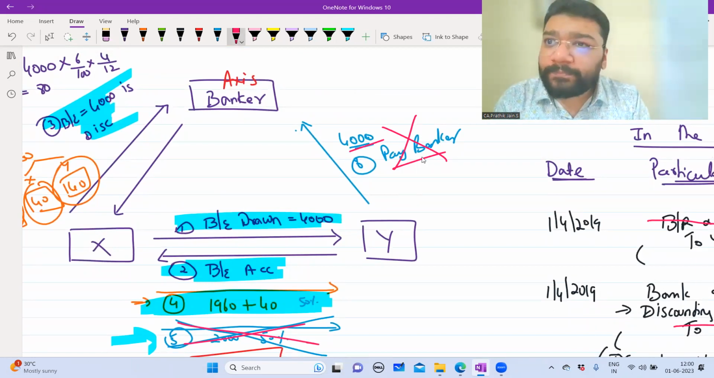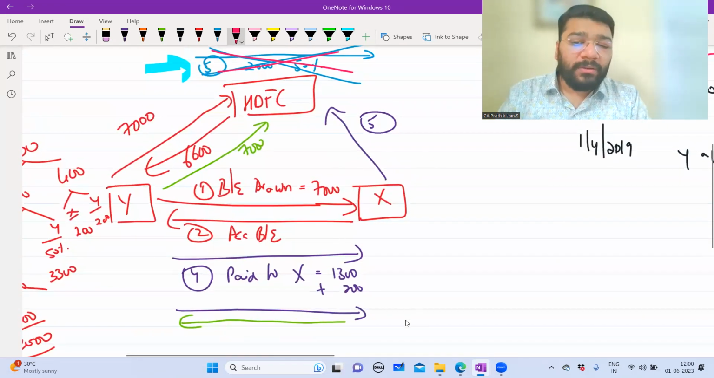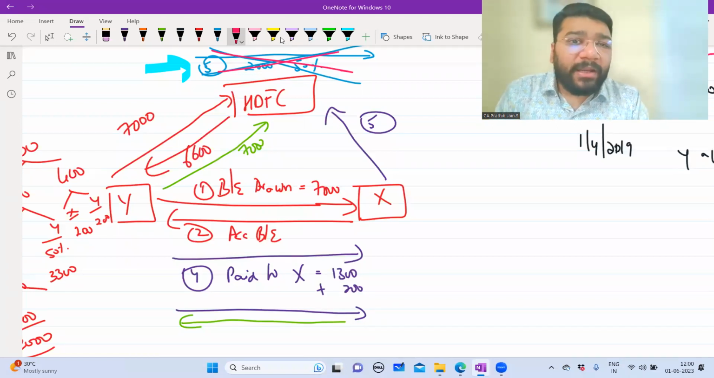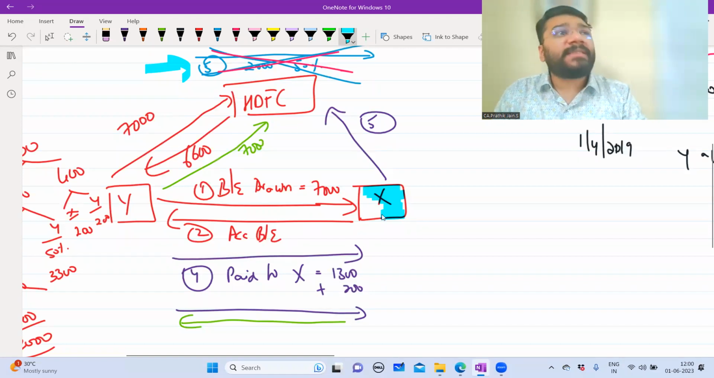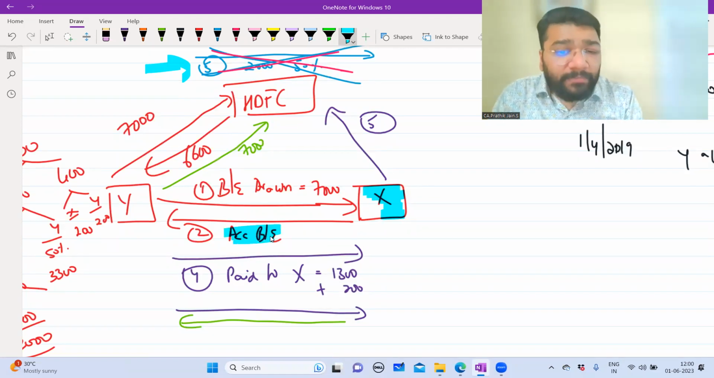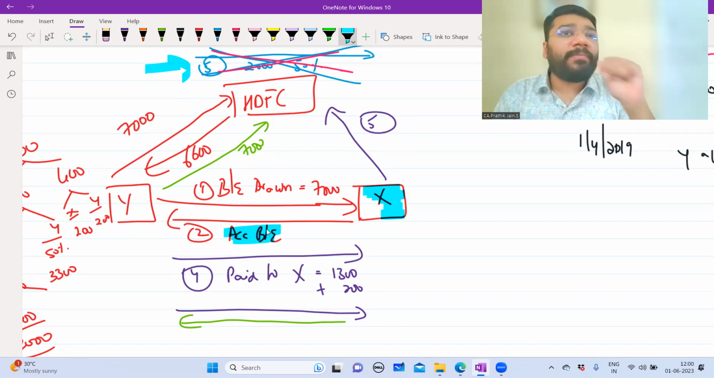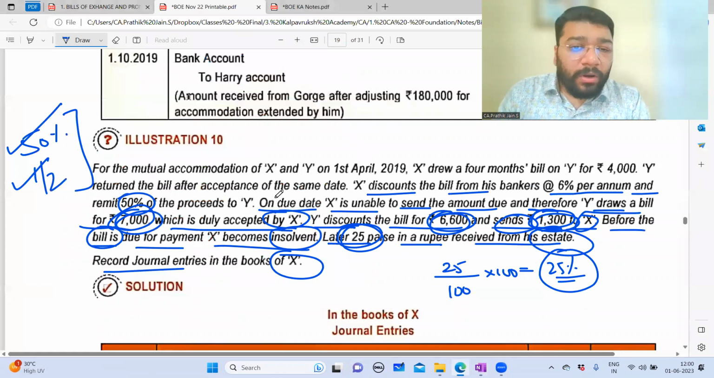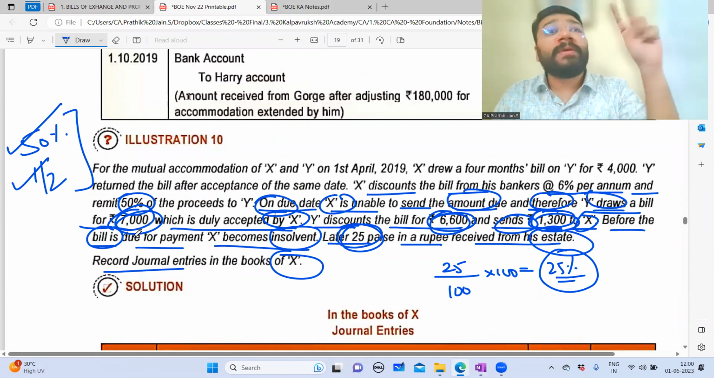So first diagram over. Coming to second diagram. Second diagram, what happened? Y has drawn the bill on X, to which X is accepting. Now we are recording in whose books of accounts? X's books of account. So X is now accepting the bill that I'll make the payment in future. So this bill for X is receivable or payable? Payable. So on which date? On due date, X is unable to send the amount due, and therefore Y draws the bill of 7,000. So on the due date, the new bill has been drawn.